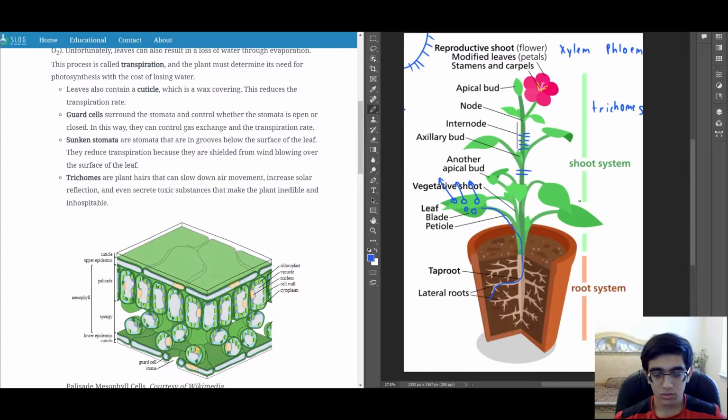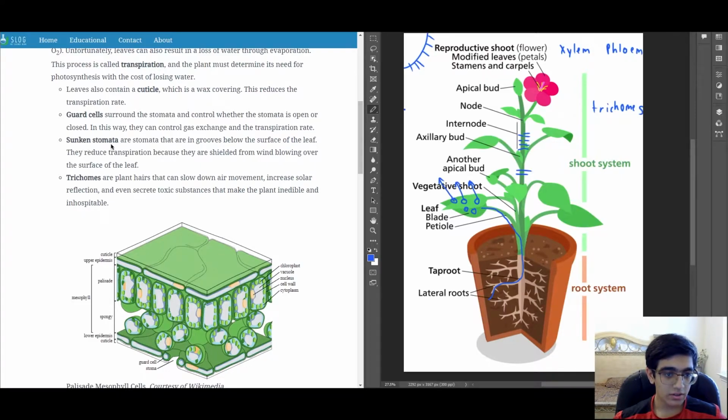So the plants do not want this to happen, and so they close the guard cells, preventing any water from leaving the plant. Leaves also contain a cuticle, and here in this diagram you can see there's a cuticle, and that's the part of the plant that has a wax covering. And so this also reduces the transpiration rate because it prevents water from going outside of the leaves.